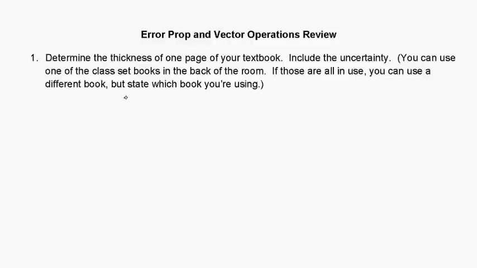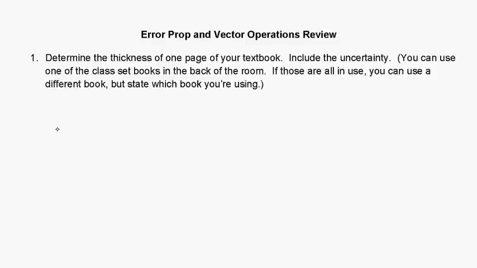The first problem: determine the thickness of one page of your textbook. Include the uncertainty. Okay, so here's the thing. I do have a book at home. What I don't have, as far as I can tell, is a metric ruler. Oh, the irony. So what I have is a tape measure, so you're going to have to bear with me while I measure a bunch of pages in the book using the tape measure.